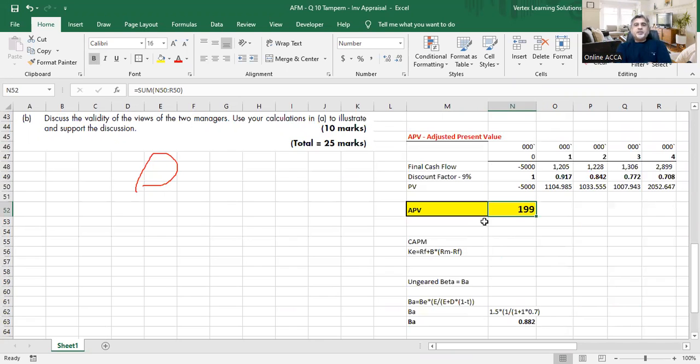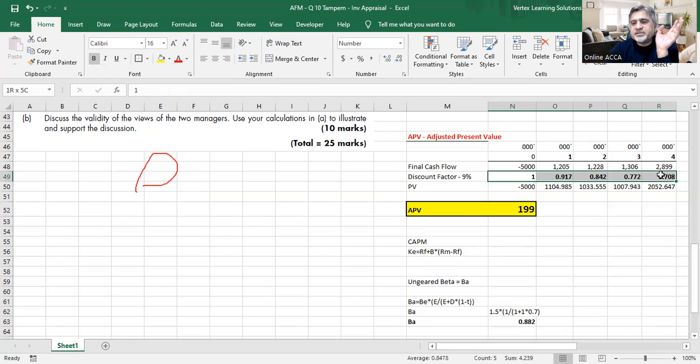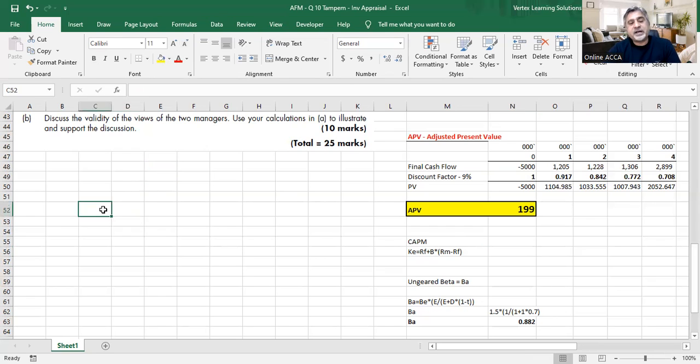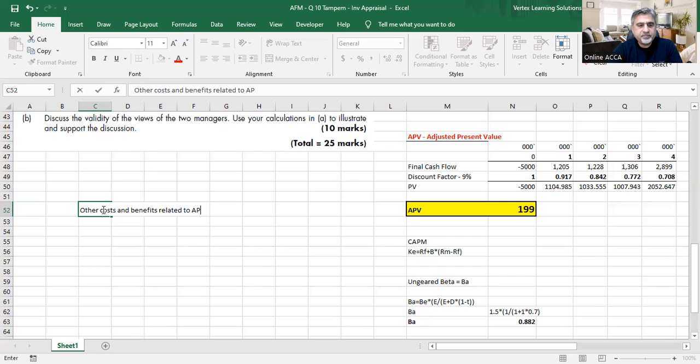You don't have money. You need to issue debt, so what is going to happen is that you have to include the debt inside. Right now, I assumed that I do it with my own money, but you don't have cash. So what you need to do now is make an adjustment. You need to find out what are the other costs related to APV, the related costs and benefits. APV valuation.